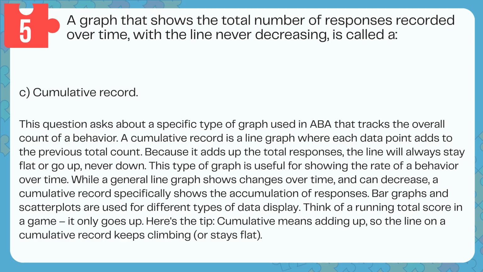While a general line graph shows changes over time and can decrease, a cumulative record specifically shows the accumulation of responses. Bar graphs and scatter plots are used for different types of data display. Think of a running total score in a game. It only goes up. Here's the tip. Cumulative means adding up, so the line on a cumulative record keeps climbing or stays flat.